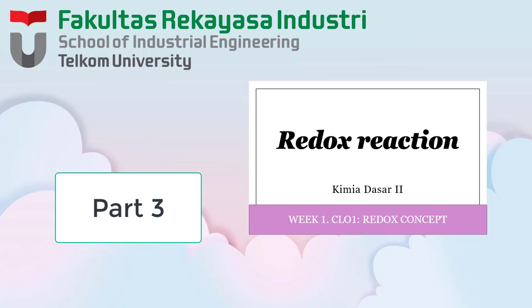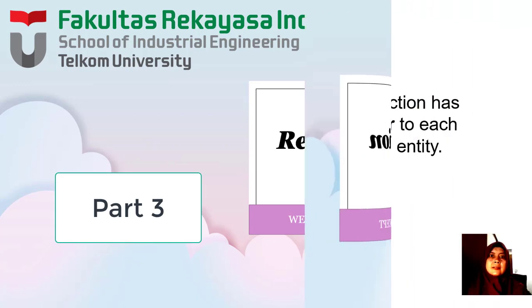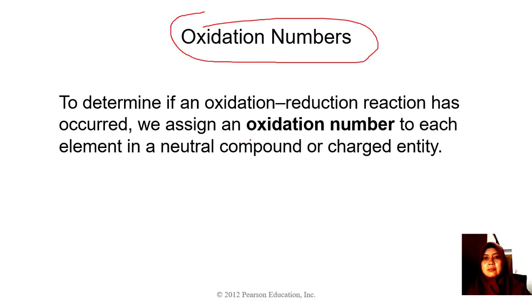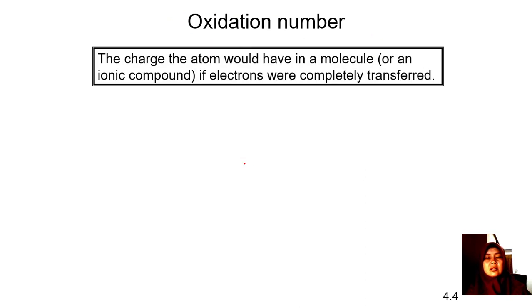Now let's start with the easier way to understand which is the reducing agent and which is the oxidizing agent: by the oxidation number. The oxidation number is the simple way we can assign a number to each element in a neutral compound or charged entity. The oxidation number is the charge that the atom would have in a molecule or an ionic compound if electrons were completely transferred.